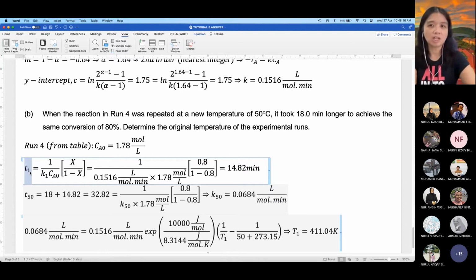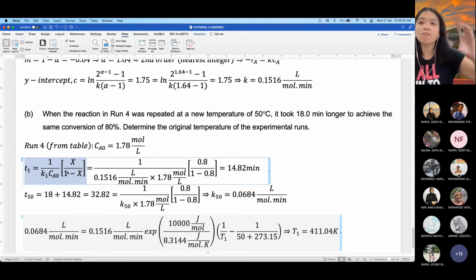Kalau saya dah dapat original reaction time, saya boleh cari reaction time pada suhu yang baru. Kalau saya dah tahu reaction time pada suhu yang baru, saya boleh cari K pada suhu baru. Okay, again I repeat. Kalau saya dah tahu from the reaction time equation, I can find the reaction time for the original run. Sebab saya tahu K1 from part A, saya tahu CA0 sebab dia adalah run 4, and saya dah tahu conversion dia 0.8.